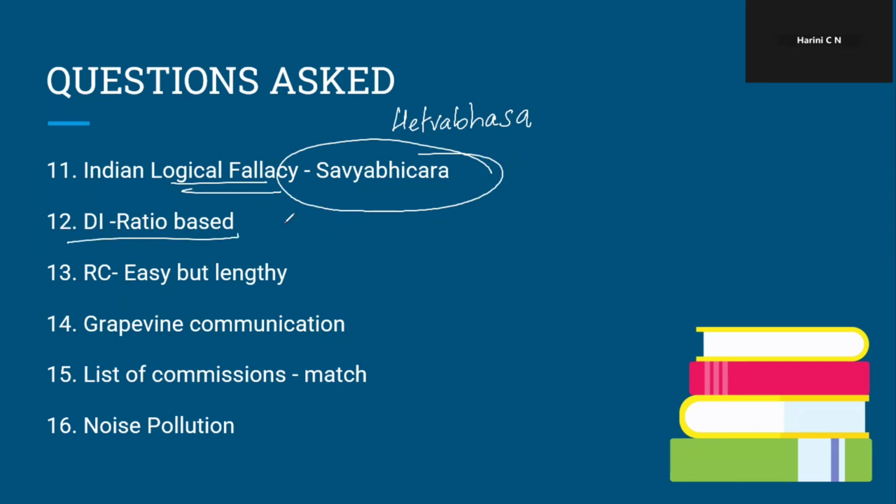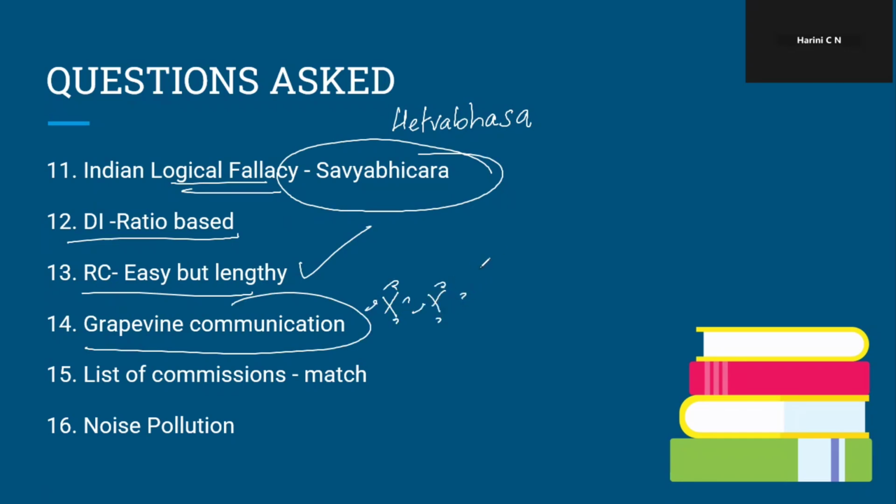Data interpretation, ratio based. Reading comprehension was easy but lengthy. Grapevine communication. Yesterday I just mentioned this. If you have seen this and gone to today's exam, you would have easily cracked today's question on grapevine communication. It's an informal communication.